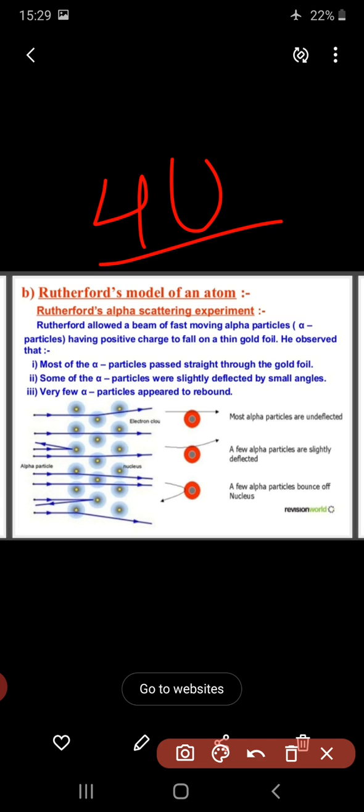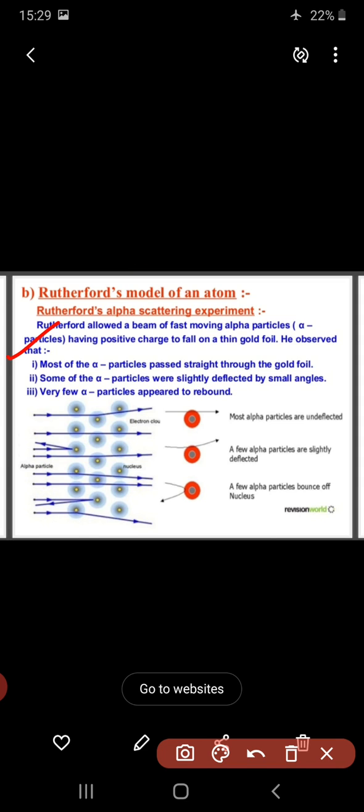Remember one thing: Rutherford chose the gold foil because he wanted as thin a layer as possible. And the alpha particles have a mass of 4 units, that is, 4 atomic mass. Alpha particles have a considerable amount of energy. See, next one.